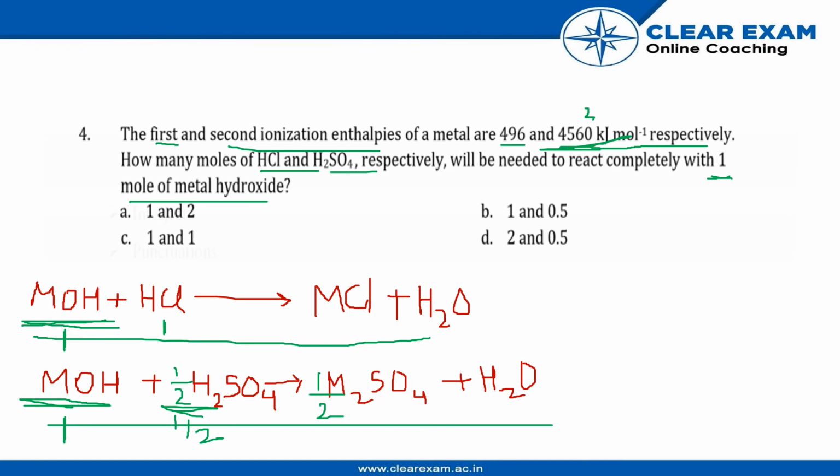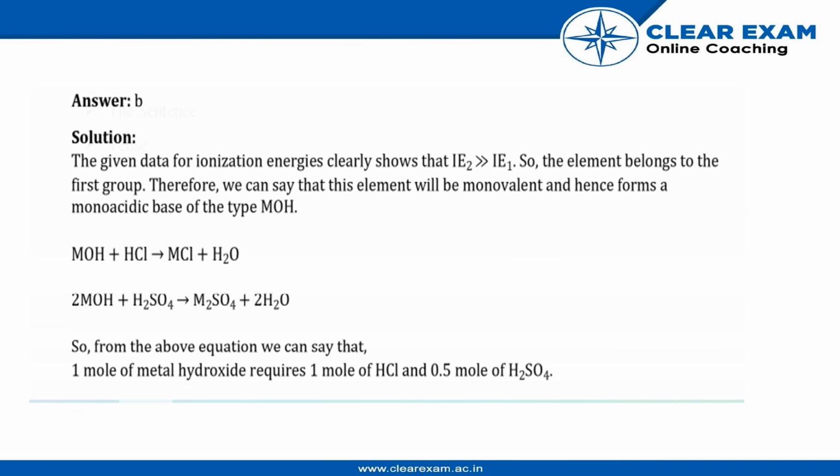So the question was, how many moles of HCl and H2SO4 respectively will be needed to react completely with 1 mole of MOH? Our answer is 1 mole for HCl and half mole for H2SO4. So B, 1 and 0.5, is the correct answer. This here is the solution. Thank you.